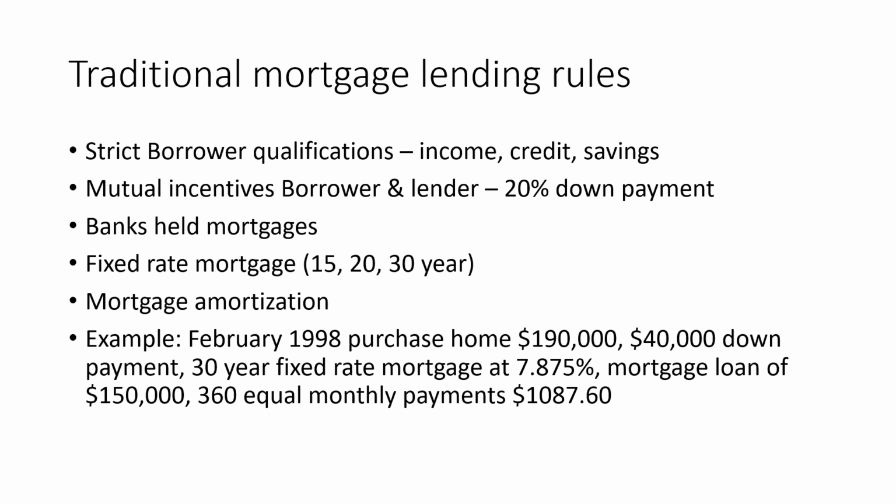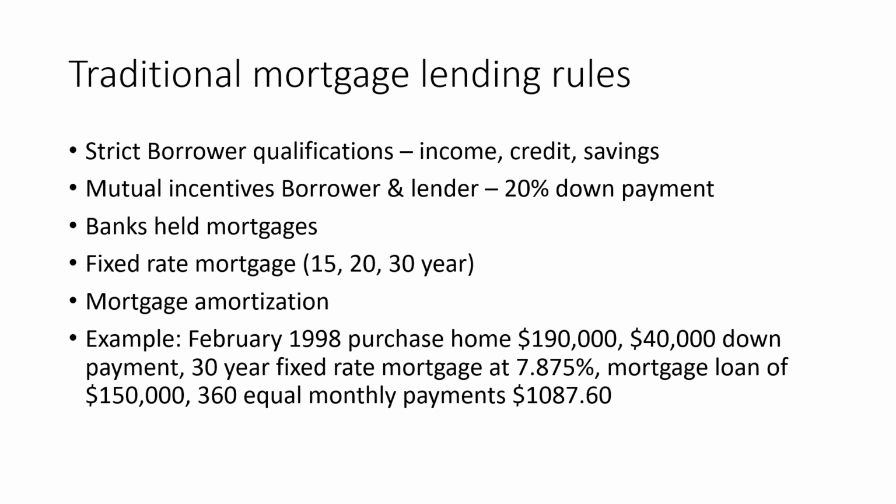Likewise, the bank was in a good position, because if a person made a 20% down payment and the bank only financed 80% of the home's value, if the household defaulted on the loan, the bank would acquire the property and could easily sell it for more than what was left on the mortgage balance. So this is the idea of mutual incentives with the 20% down rule.